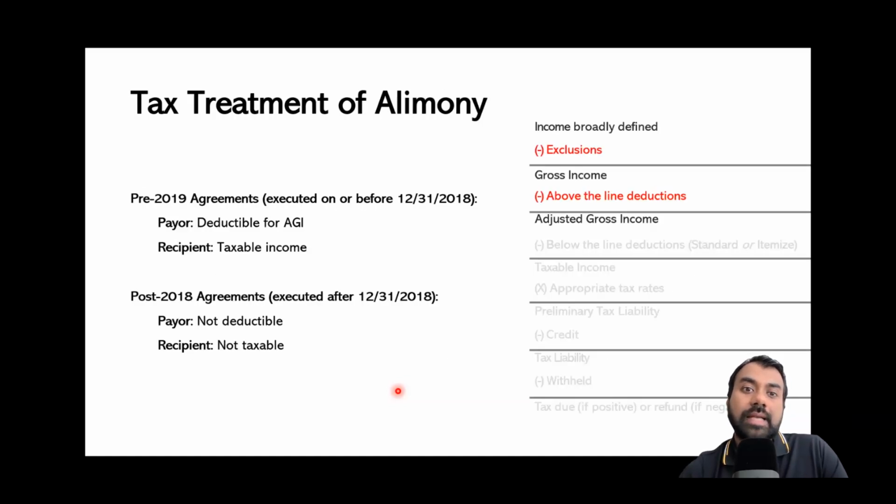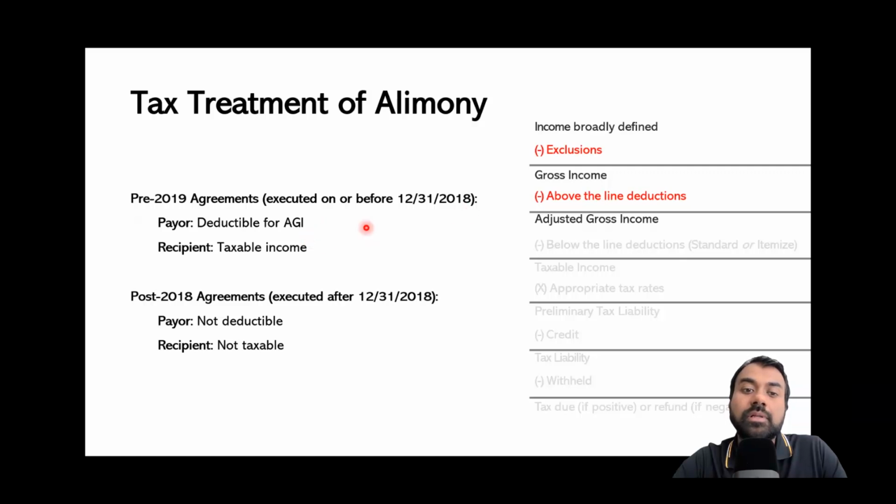Now, let's think about the tax treatment of alimony. This is something that's often tested on the CFP exam, so we want to pay a lot of attention to this particular rule. What happened is there was the Tax Cuts and Jobs Act, and that changed the tax treatment of alimony. If a divorce was executed on or before December 31, 2018, we will just refer to these as pre-2019 agreements.